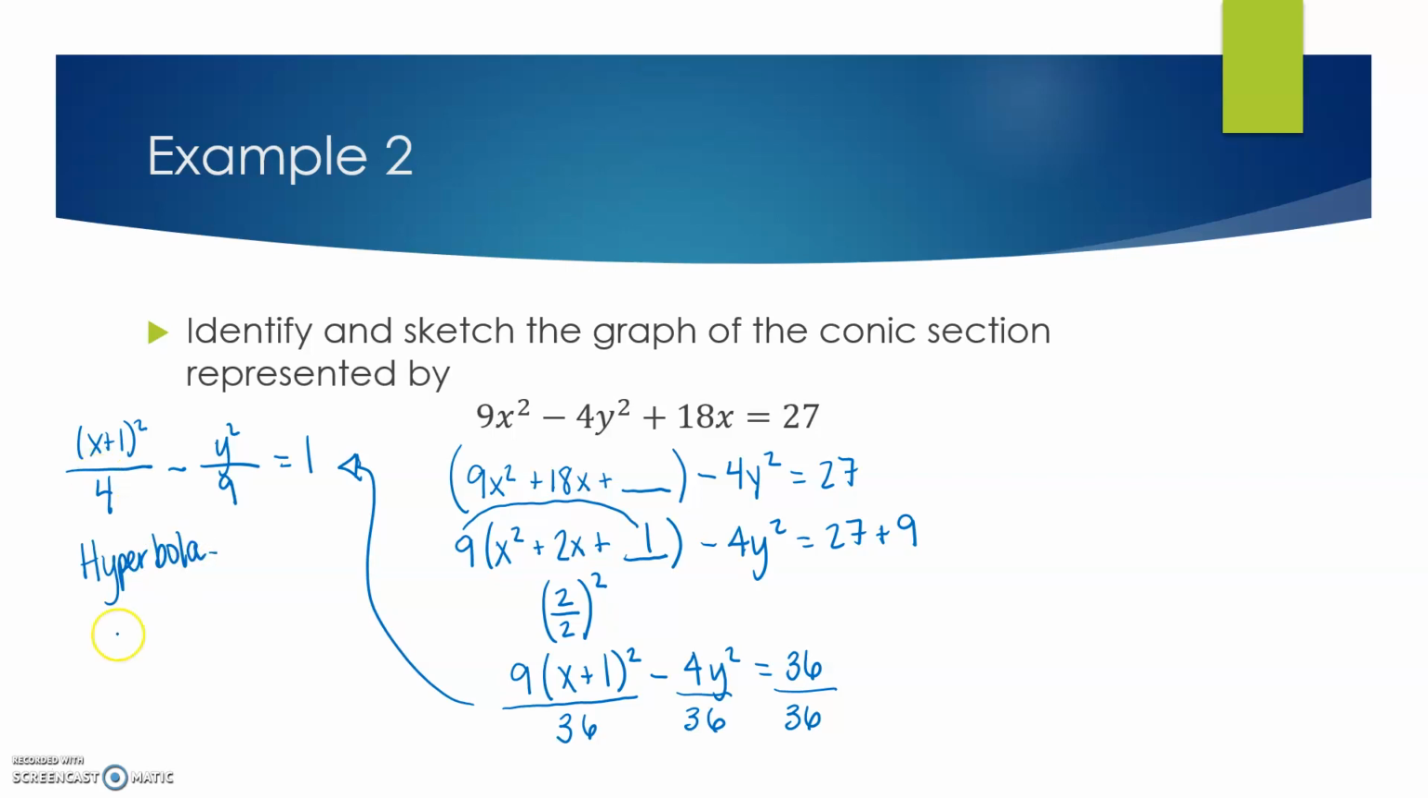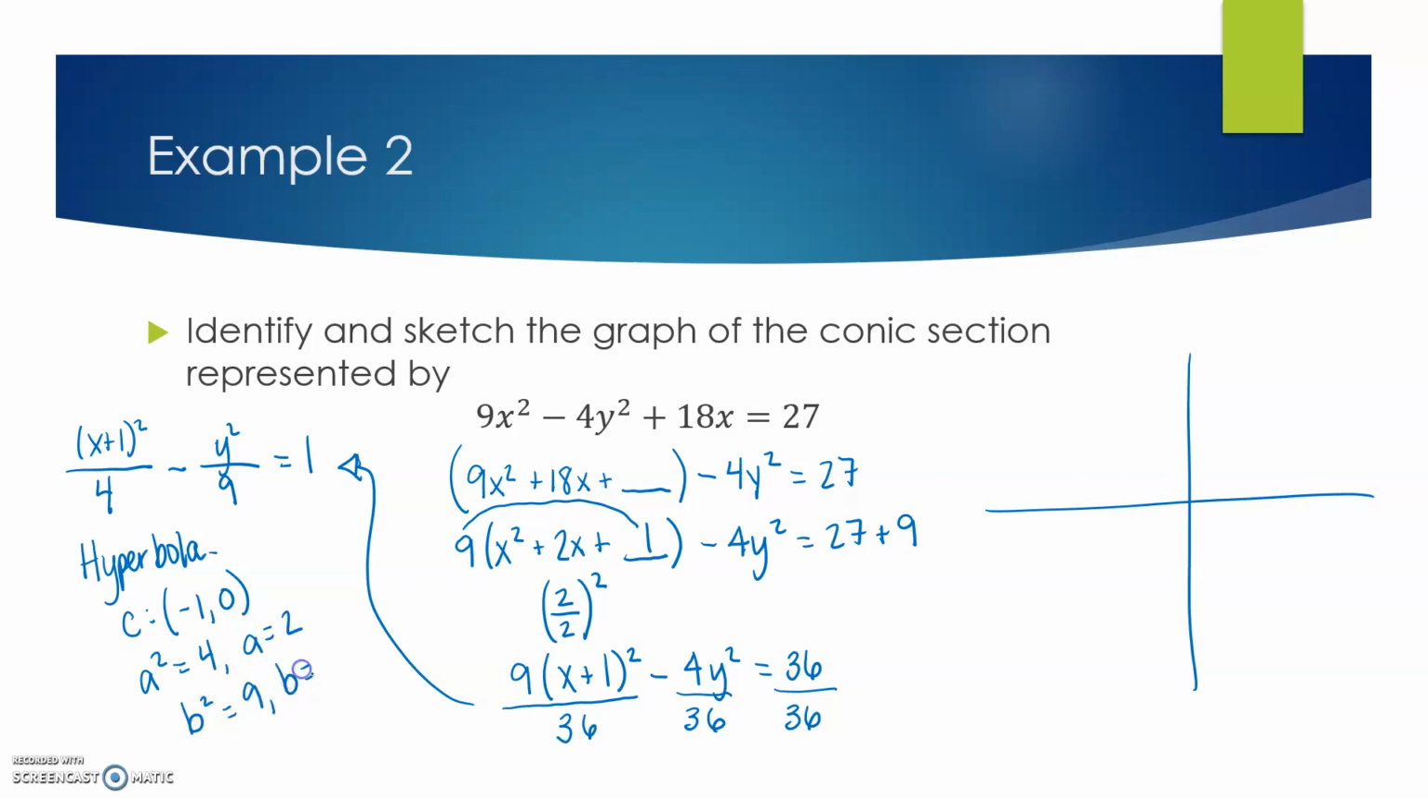So, if I wanted to sketch this, I would have center at -1, 0. There's nothing added or subtracted to y squared, so it's just 0. And I do have to take the opposite of x. My a squared is 4, which means that a is 2. My b squared is 9, so b is 3. So I can put a center at -1, 0. And then my a value is 2.